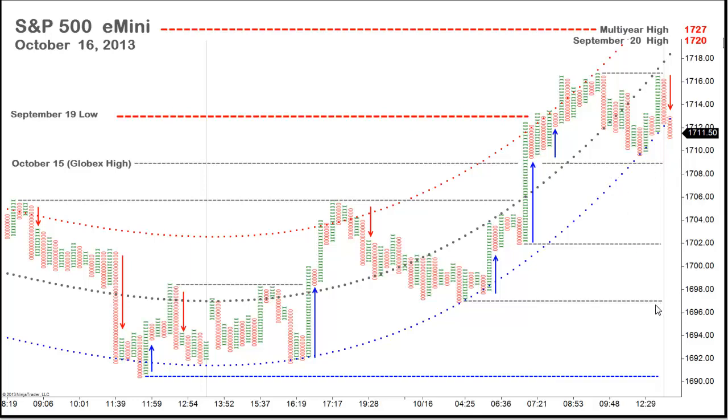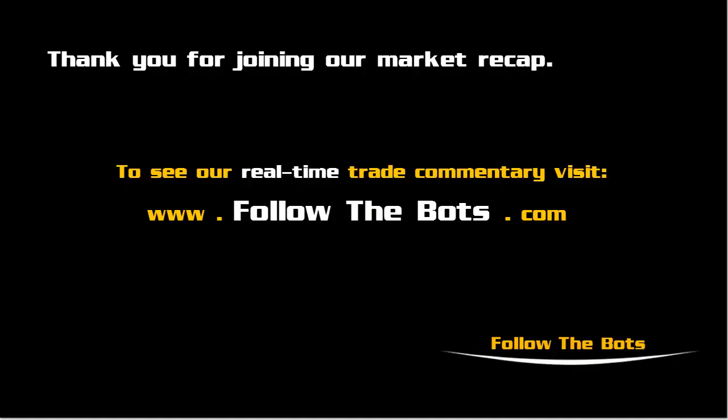There are two other minor support levels located at 1702 and down at 1697. Near-term support is now located at 1690, yesterday's low and the overnight Globex low. That concludes our daily recap for the S&P 500 E-mini.